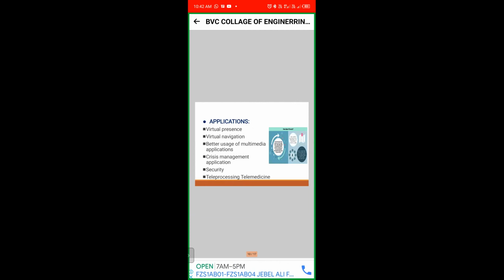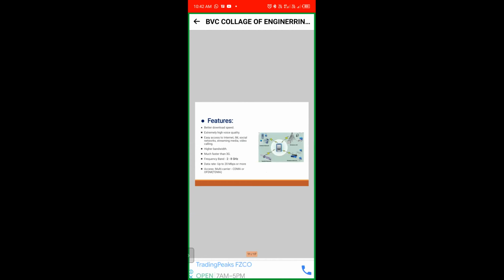Coming to the applications of 4G services, it contains virtual presence, virtual navigation, higher security, and better use of multimedia applications. It contains more speed. Coming to the features of 4G services, it has better download speed, extremely high voice quality, and higher bandwidth. It is also much faster than 3G. The frequency band is 2 to 8 GHz, and its data rate is up to 20 Mbps or more.